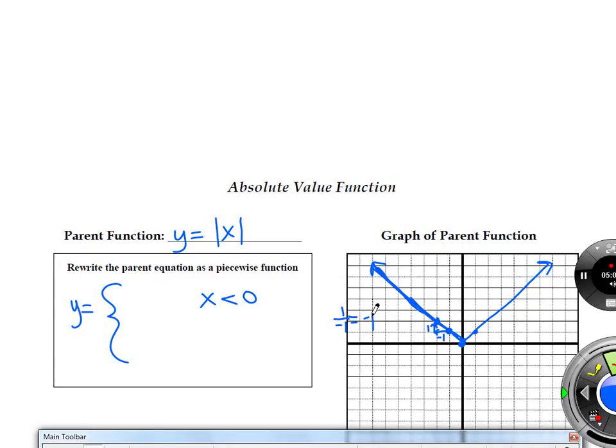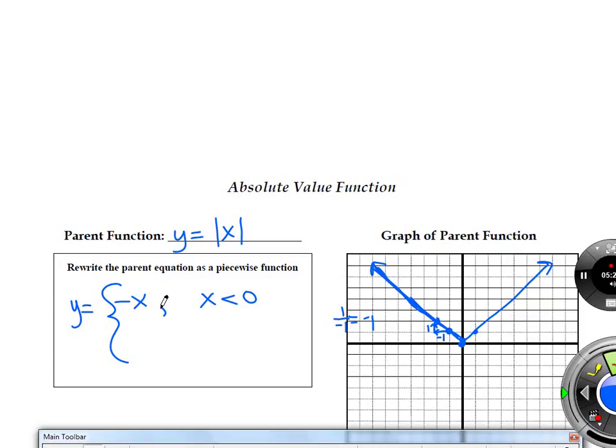Another way you could tell is that this line, as you travel from left to right across the graph, falls, right? It has a negative slope, so you have to be aware of that. So the y-intercept is 0, the slope is -1. So my equation for that line would just be -x, okay, because that's a slope of -1 and a y-intercept of 0.